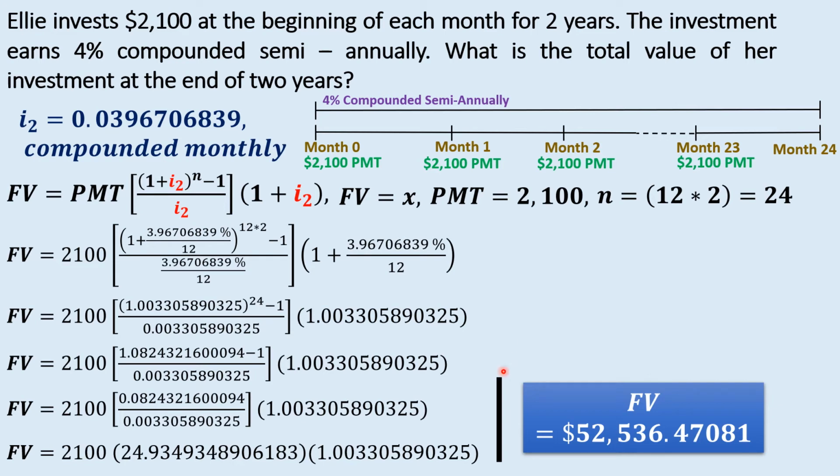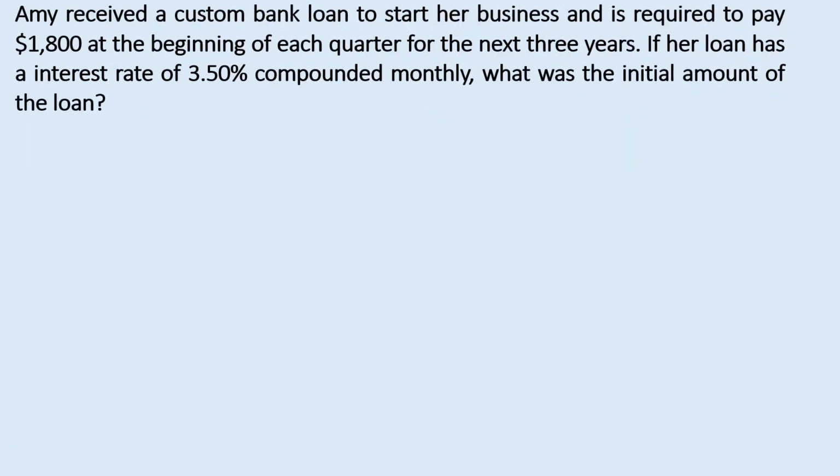Okay, so now that we have done this question, let's go ahead and look at a present value question and solve that one. Okay, so this question states that Amy received a custom bank loan to start her business and is required to pay $1,800 at the beginning of each quarter for the next 3 years. If her loan has an interest rate of 3.5% compounded monthly, what was the initial amount of the loan?